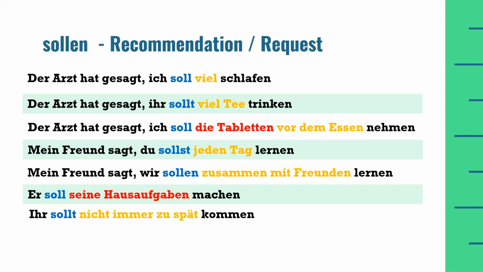Ihr sollt nicht immer zu spät kommen. You people should not always come too late. Ihr is the subject of the sentence, which means you people, second person plural informal, and for informal second person plural, the conjugation of the verb sollen is sollt. Nicht immer zu spät, and then comes the main verb.